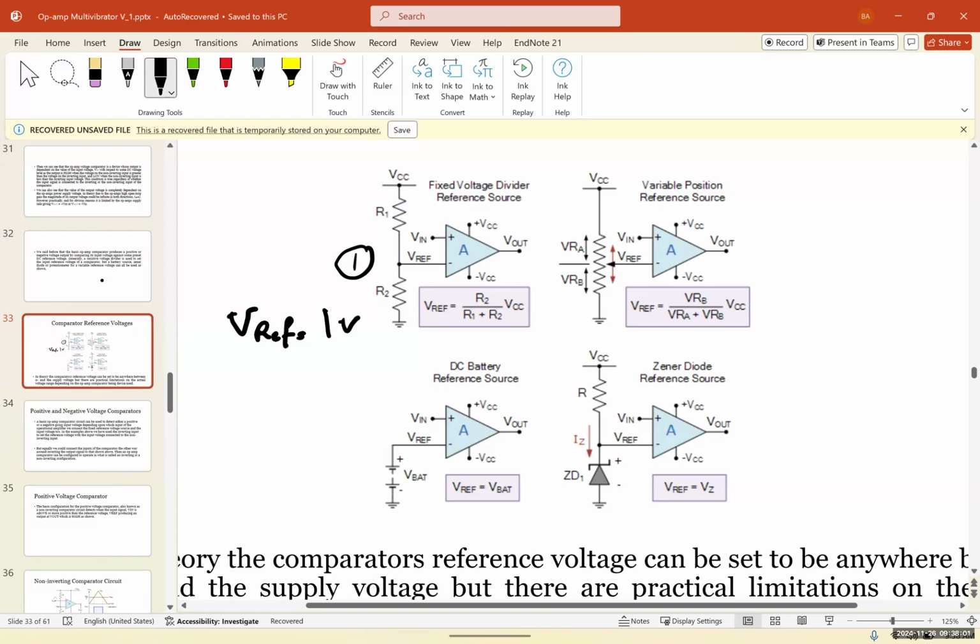A more advanced version is, instead of using 2 resistors, to use a potentiometer. If we use a pot, we can adjust the reference voltage and change it. So the one on the left, again, is a fixed voltage divider reference source. The one on the right, the upper one, is a variable potentiometer reference source.